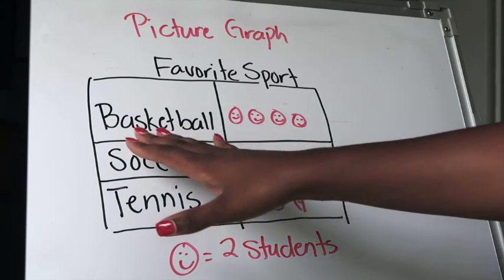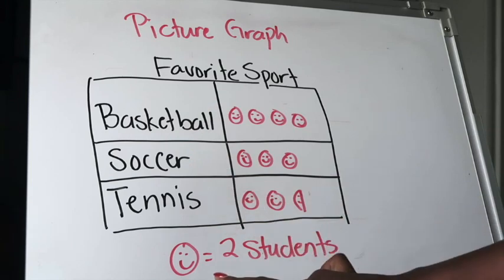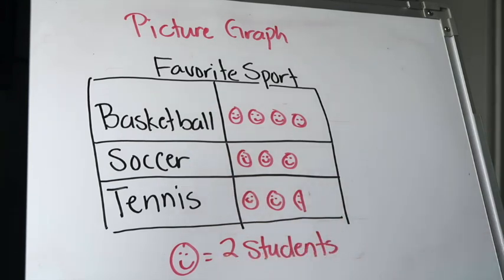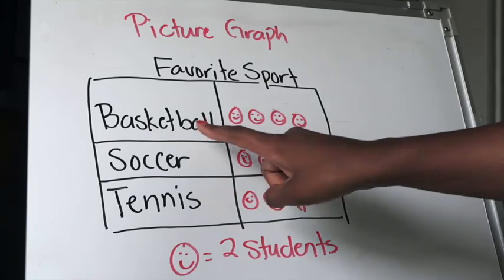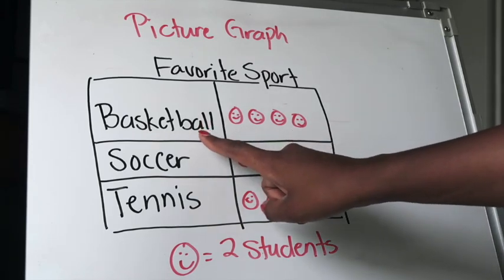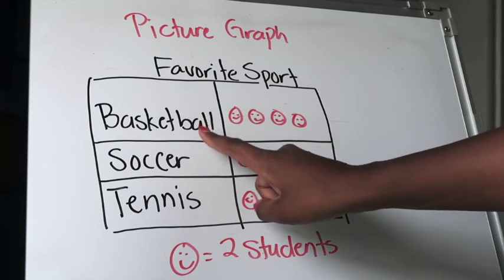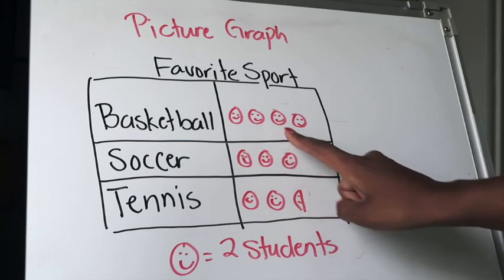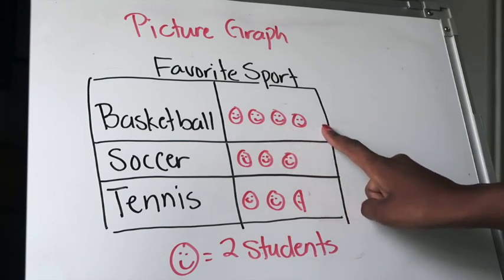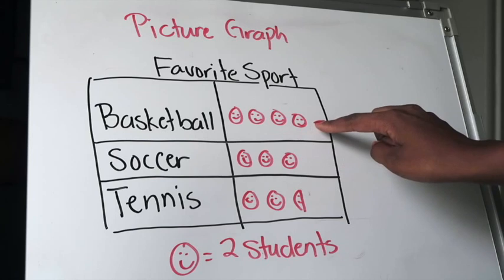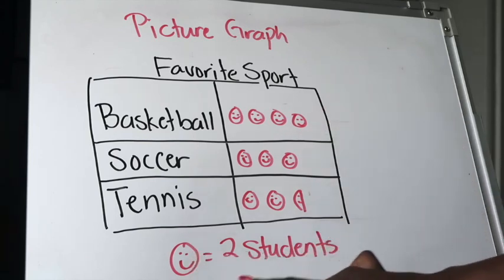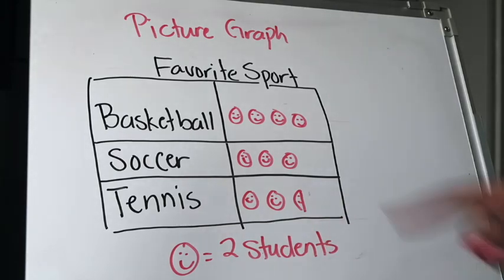So if I were to look at my category of basketball, keeping in mind that my scale is telling me that one picture is representative of 2 students, then I should know that the total number of students that said basketball was their favorite sport is going to be 2, 4, 6, 8. That's 8 students because I had 4 pictures of the smiley face, and my key told me that every smiley face that I see is representative of 2 students. So I count by 2s to get a total of 8.